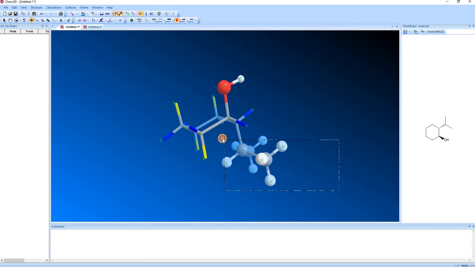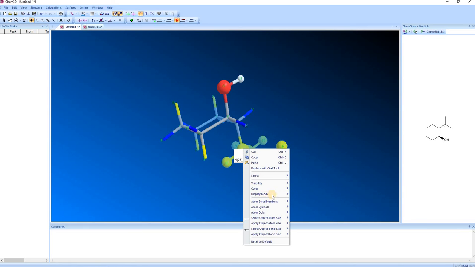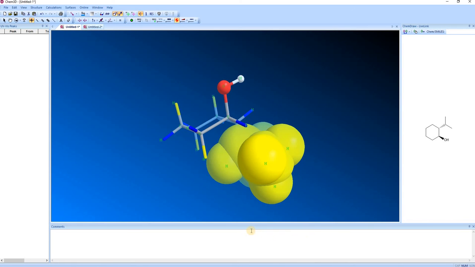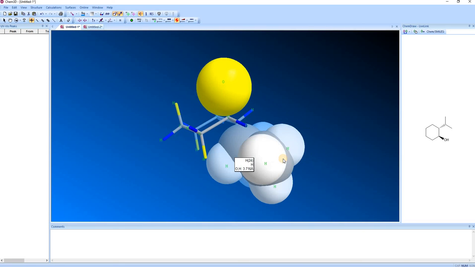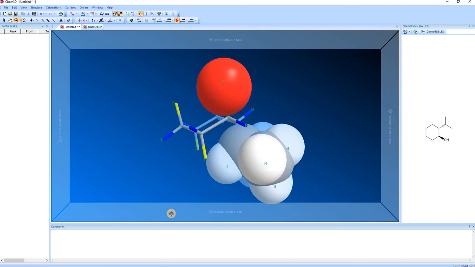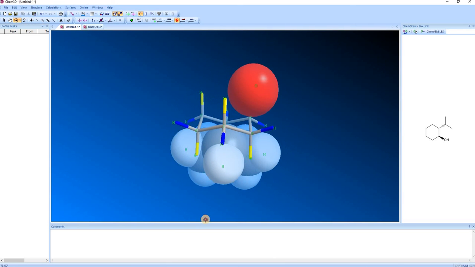So that's where ChemDraw comes to the rescue. We just highlight all this, display mode, space filling, and there you go. You can tell how much space this huge group takes up. We can do the same thing with the oxygen. It is a larger atom compared to carbon. And there it is. So this is our axial structure.